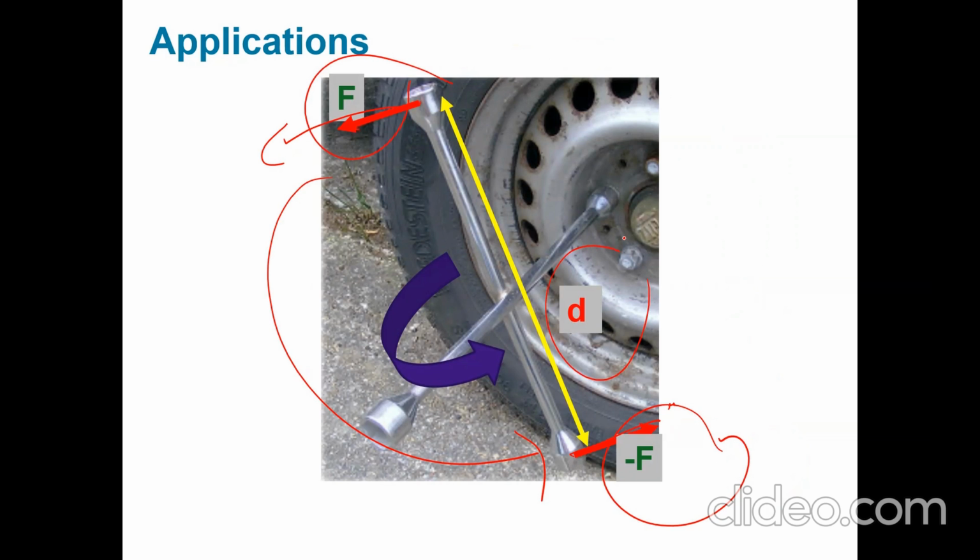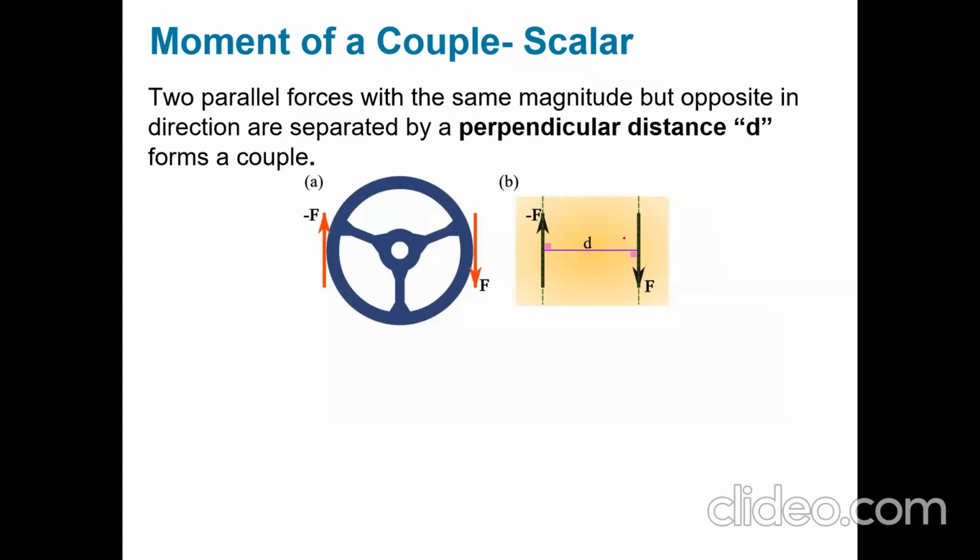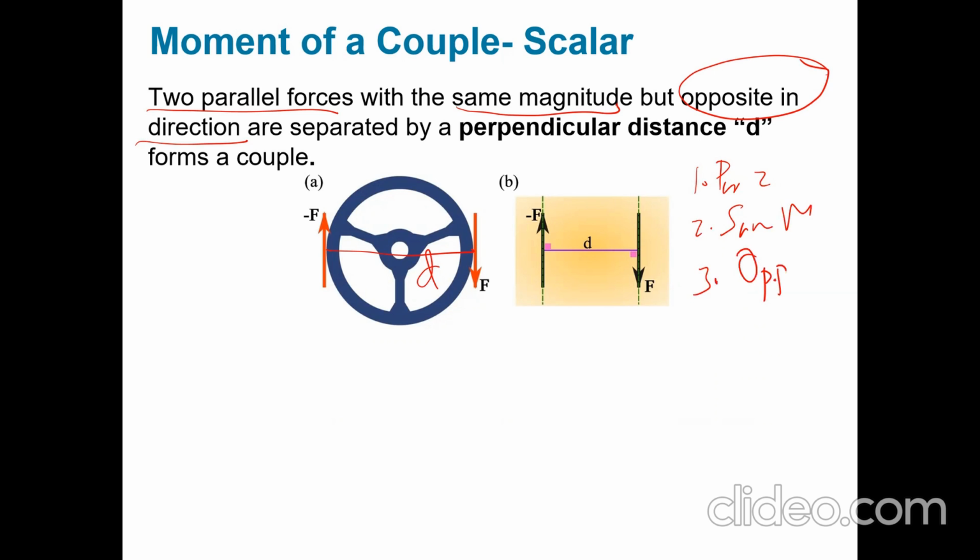So what is a couple? I hope you have an understanding of a couple now. A couple is two parallel forces with the same magnitude but opposite in direction, and you will have a perpendicular distance d. So the conditions are: two parallel forces, same magnitude, opposite direction, and a perpendicular distance between them.